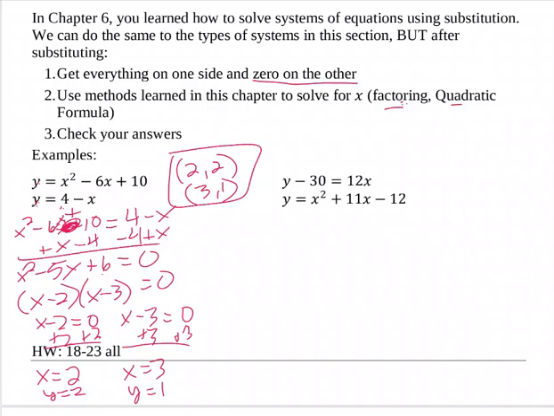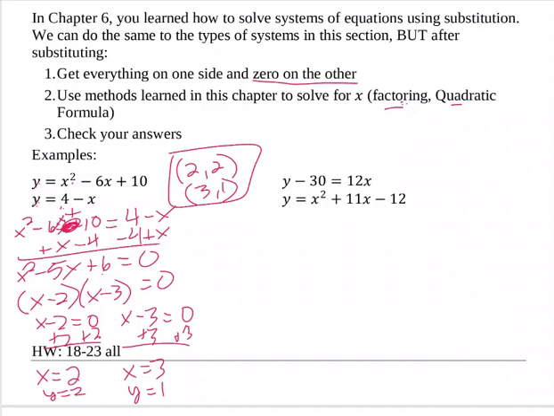And then 3, we take 3 and we square it. Here we got 9. And we take 3 times 6, we got negative 18, right? 9 minus 18 is negative 9 plus 10 is 1. We got the same y value there. So that's how you check.